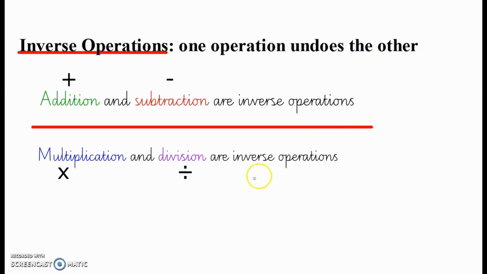All right, just a term. You've heard me use this. Inverse operations. Little vocab term for you there. That's one operation that undoes the other. Inverse operations. Addition and subtraction are inverse operations of each other. Multiplication and division are inverse operations of each other.